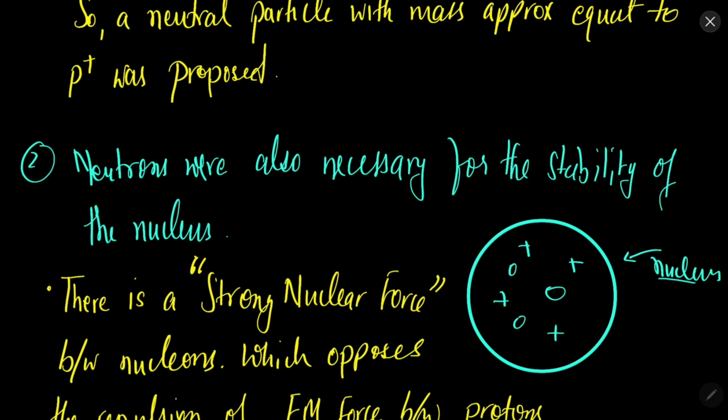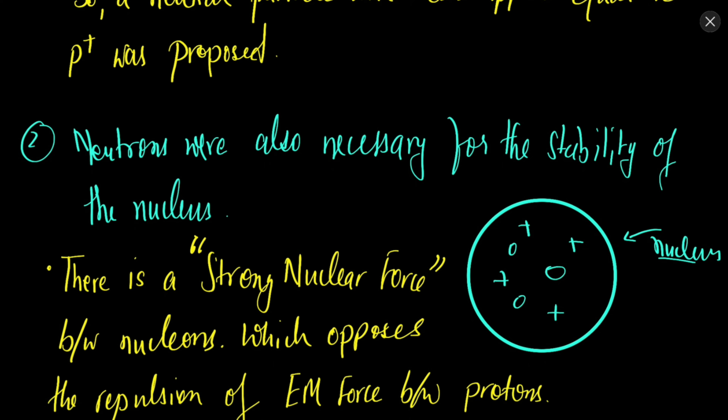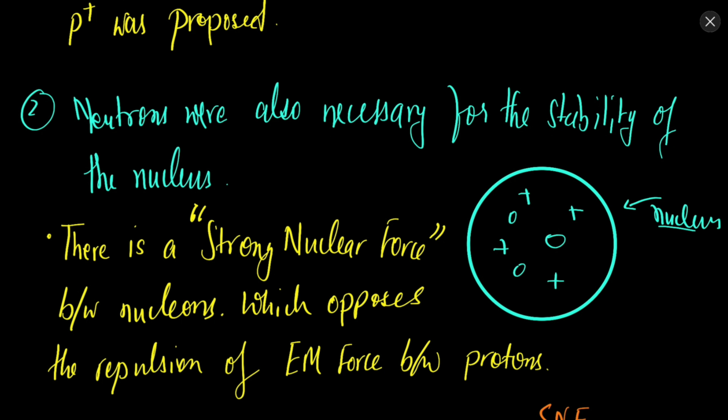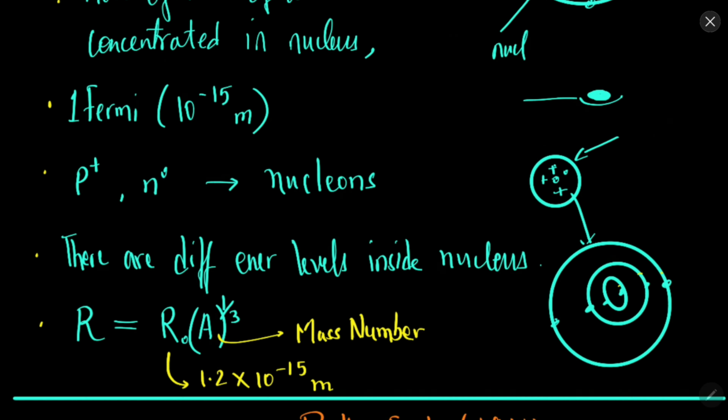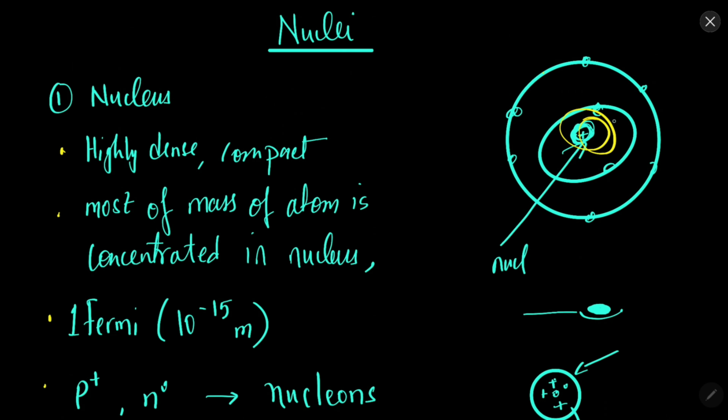So this was one reason, mass defect. Second, the neutrons were also necessary for the stability of the nucleus. Why? Because let's say inside, this is the nucleus. Remember, usually in this chapter, whenever we are drawing something like a circle, it will be a nucleus. We will be discussing this central part.